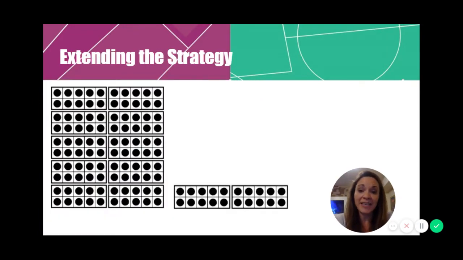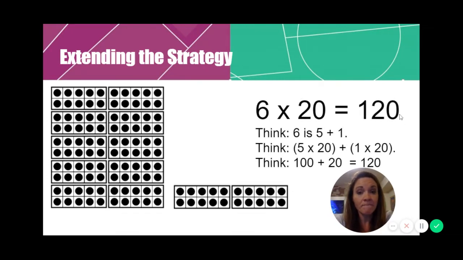If we wanted to extend the strategy to larger numbers, like we see here, we can figure it out still. Now I have 6 groups of 20, which is 120. I think that 6 is 5 plus 1, so I separated this into 2 groups. On the left side, I see 5 times 20, which I know is 100, and right next to it, I see 1 times 20, which is 20. And I know that 100 plus 20 equals 120.